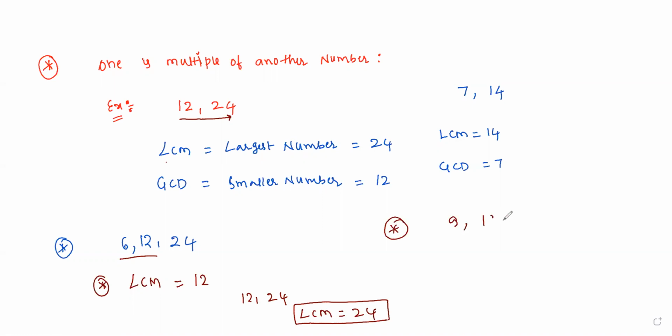Suppose I take 9, 18 and 24. Take any two numbers. Suppose I take these two numbers. These are in the multiple relation, so the largest number always becomes the LCM. The first time I got the LCM as this one. After that, for the LCM and the remaining number, you can use the ratio method or any other method. But in this case, if you compare these two numbers, in the first step they are in the multiple relation and the second result is also in the multiple relation. So that is the reason I got 24 directly.